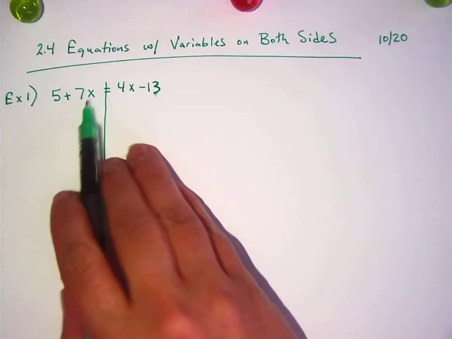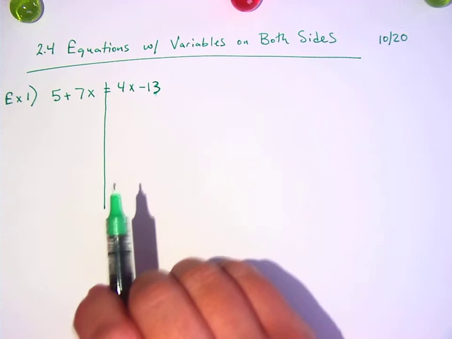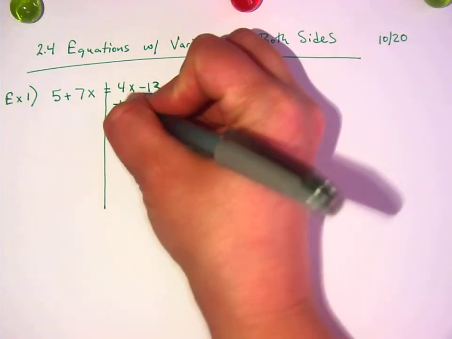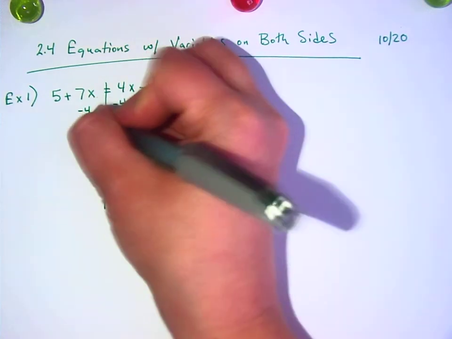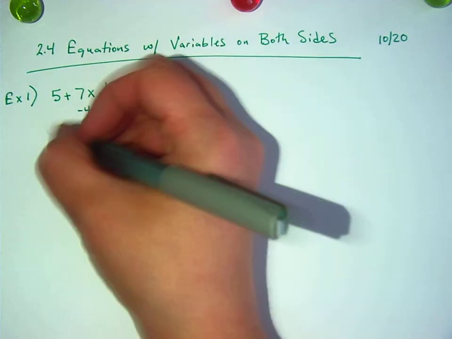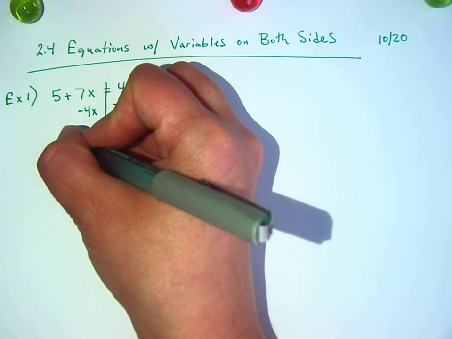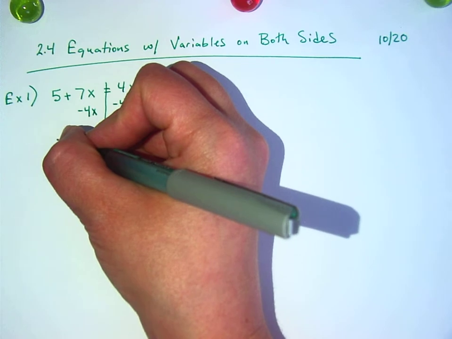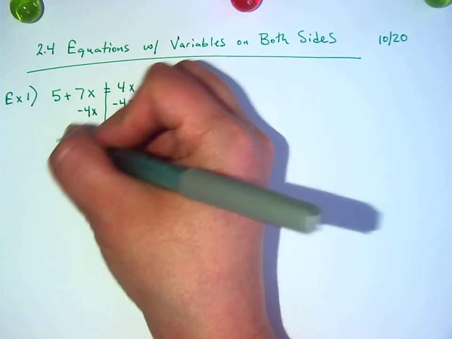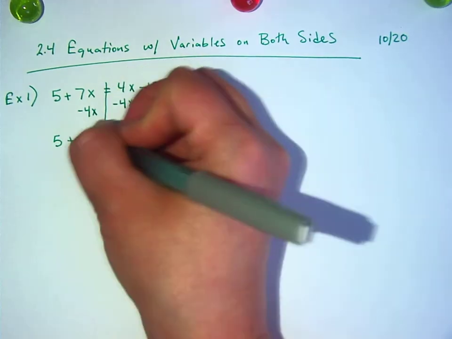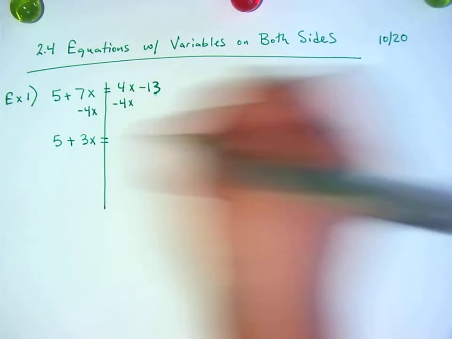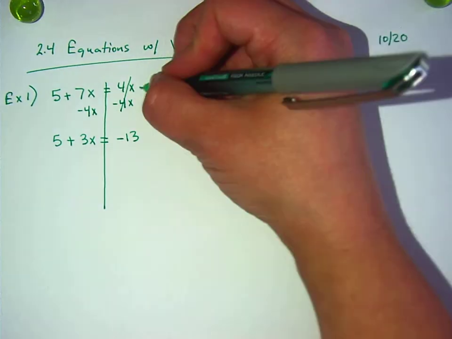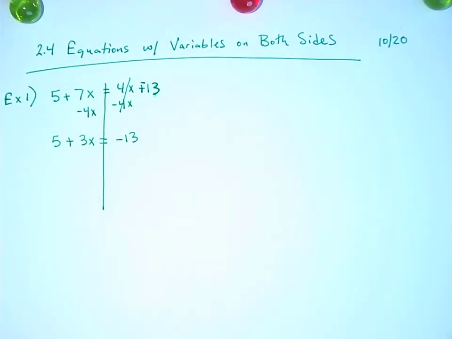Would you rather do 7x minus 4x or 4x minus 7x? 7 minus 4, I agree. All right, so I'm going to subtract 4x on the left and the right. Colin? Why don't you try doing your math? And it's 5 plus 3x equals, these canceled out, we got negative 13 left. And if you're like, but that's a minus 13, change it into plus a negative then if you want to.